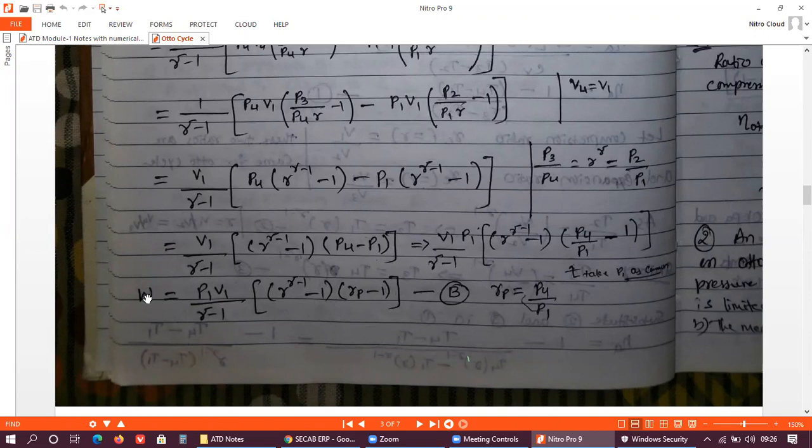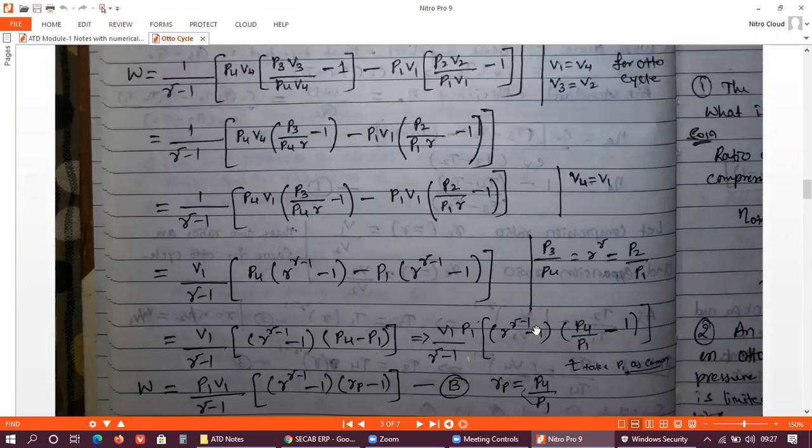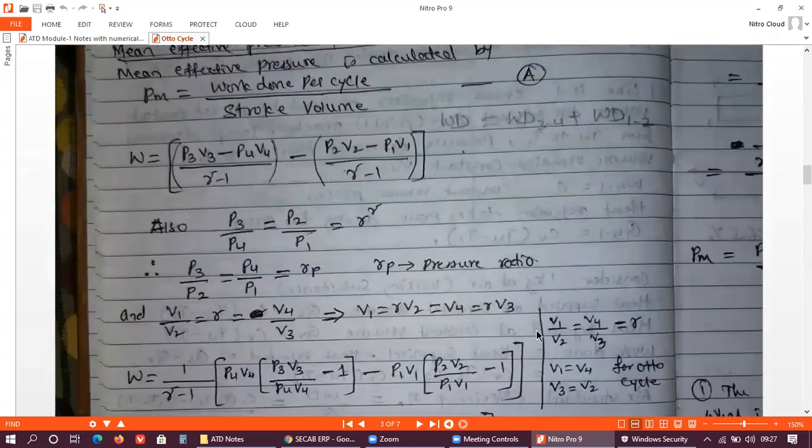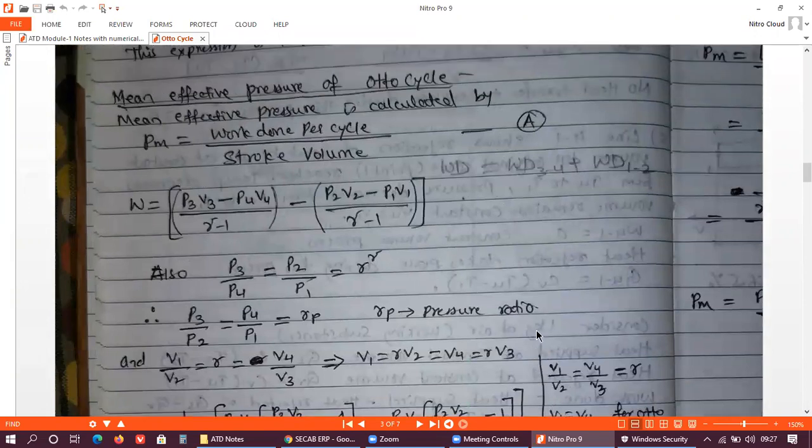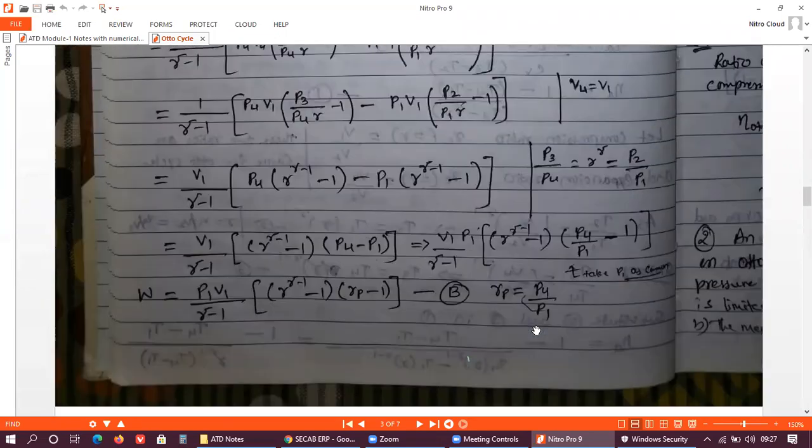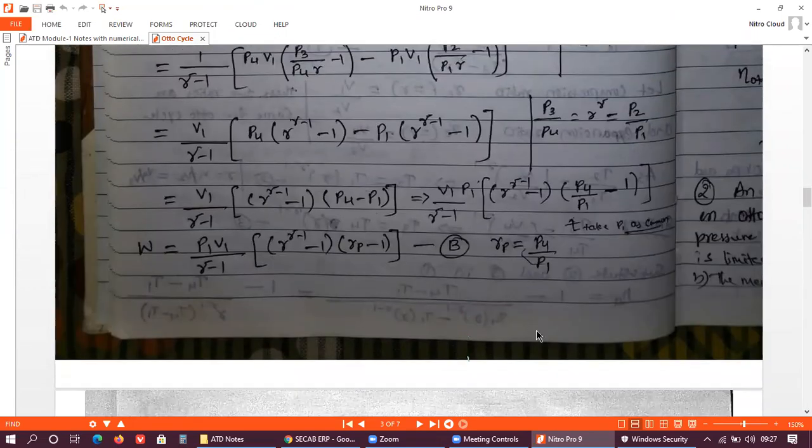So this entire equation for work done is given by p1 v1 divided by gamma minus 1 into bracket r raised to gamma minus 1 into rp minus 1. We call this expression B. So this is the expression for work done. Okay, so in equation A, till now we have only worked on the work done per cycle, and work done per cycle is given by this expression B.